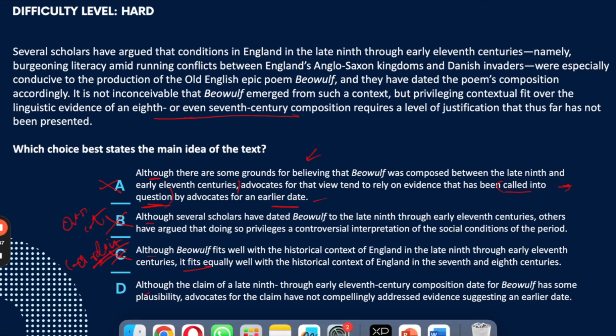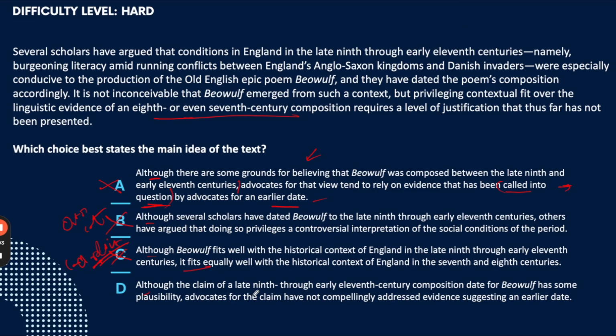Let's look at D now. Although the claim of a late 9th through early 11th century composition date for B has some plausibility, advocates for the claim have not compellingly addressed evidence suggesting an earlier date. Now, this is exactly what we have been saying till now. Option D is definitely the correct choice because the text mentions that scholars have reasonably dated B to this period due to the favorable historical conditions. This suggests that late date is plausible.